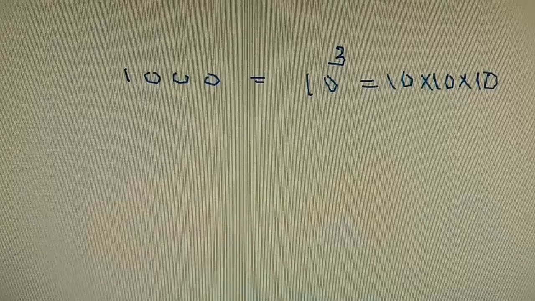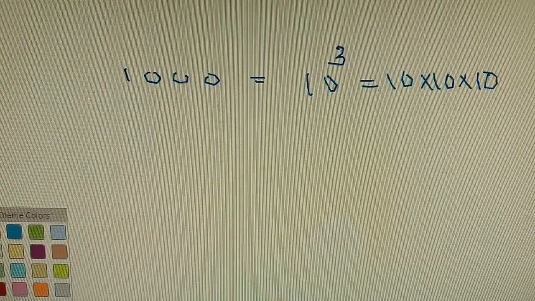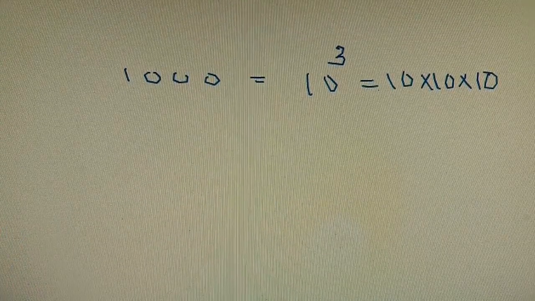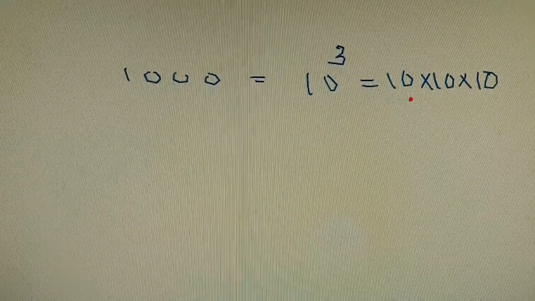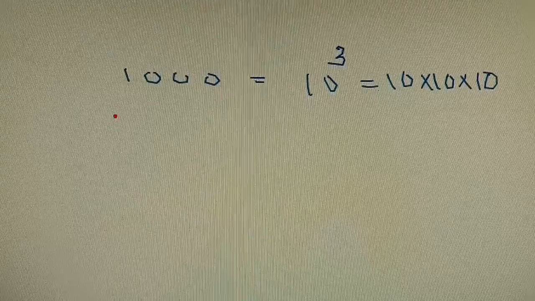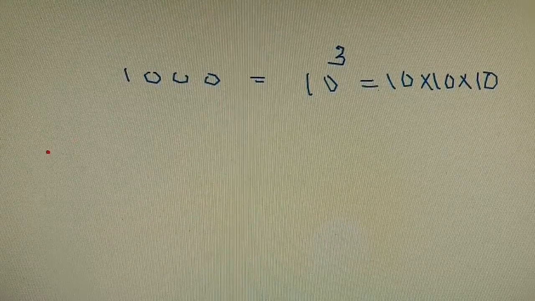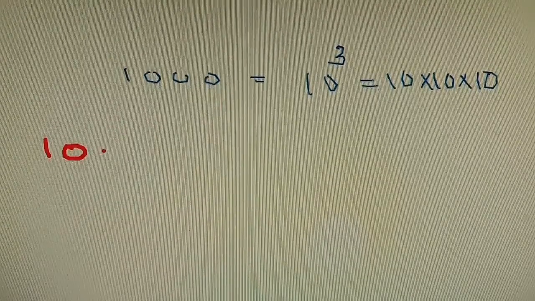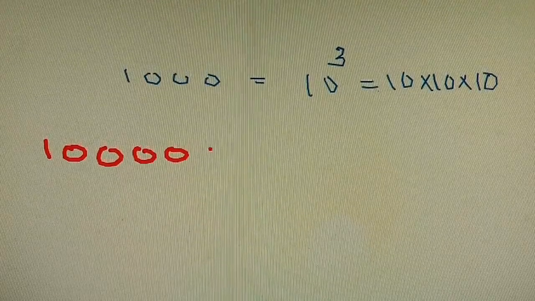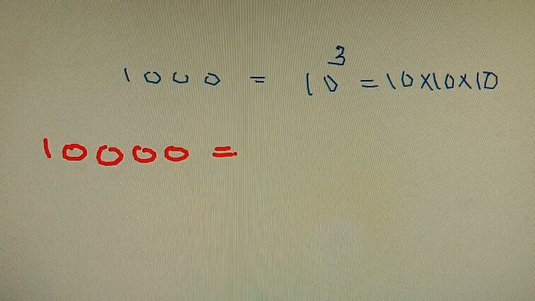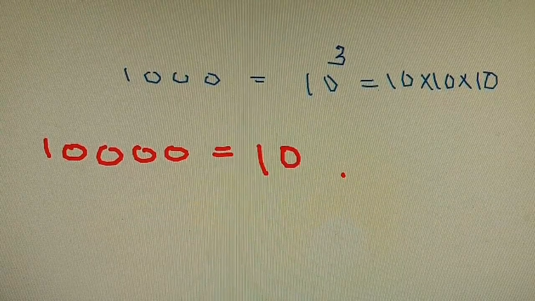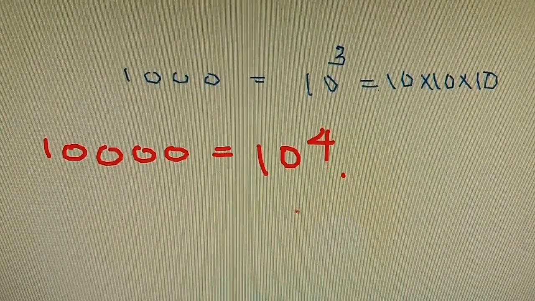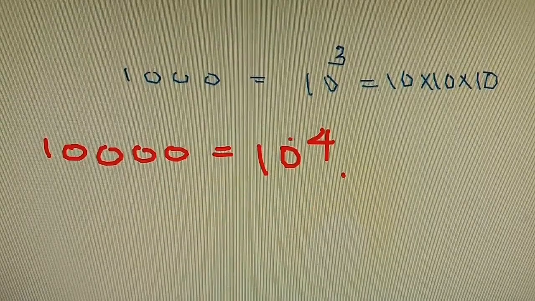So this 10 to the power 3, that is the exponential form of 1000. The same way, if we need to represent 10,000, then how can we write? That is 10 to the power of 4. This way we can represent any of the large number.